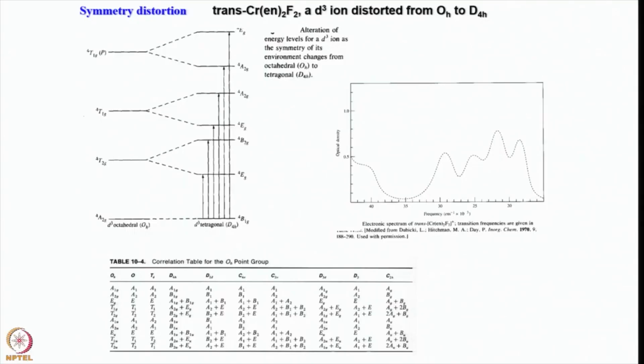Okay. So now symmetry distortion one can see here. Trans diethylene difluoro compound, d3 ion, distorted from octahedral to D4h. Tetragonal elongation is there. When there is tetragonal elongation, the energy levels of the d3 ion change as the symmetry of its environment changes from octahedral to tetragonal, and you can see these different transitions because of the change in the point group from Oh to D4h here.